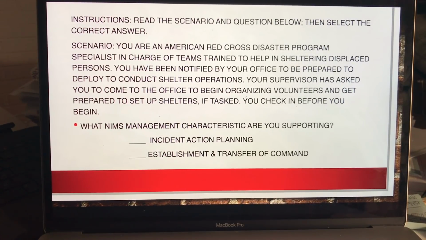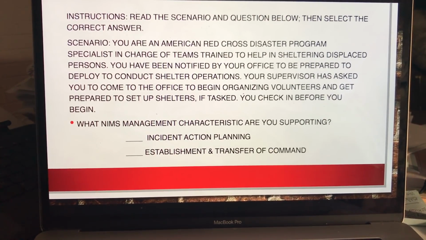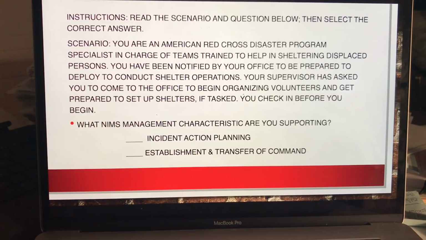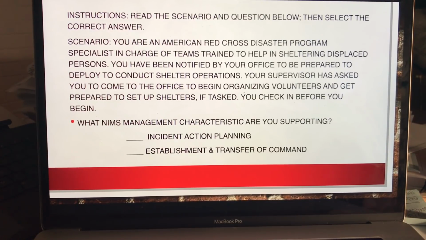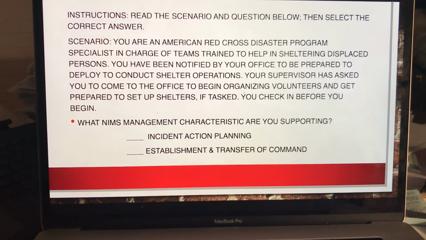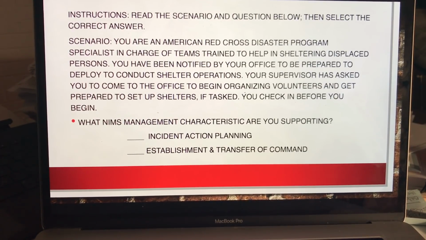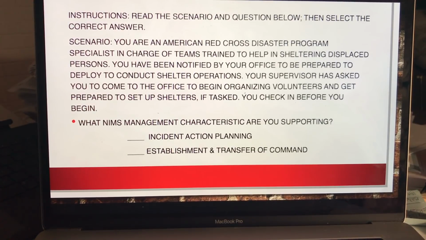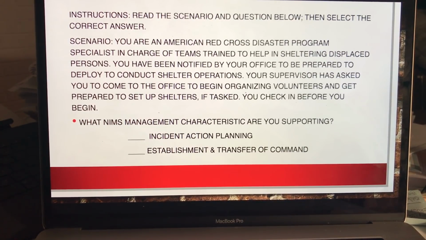Instructions. Read the scenario and question below, then select the correct answer. This is the scenario. You are an American Red Cross disaster program specialist in charge of the teams trained to help in sheltering displaced persons. You've been notified by your office to be prepared to deploy and conduct shelter operations. Your supervisor has asked you to come to the office to begin organizing volunteers and get prepared to set up shelters if tasked to do so.